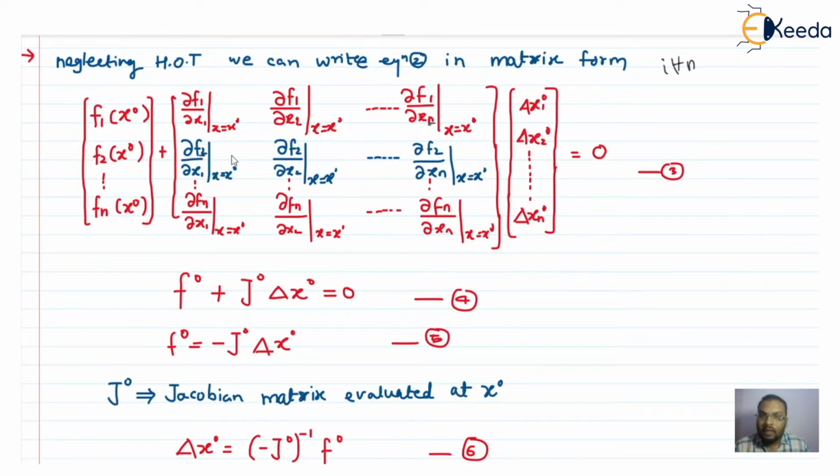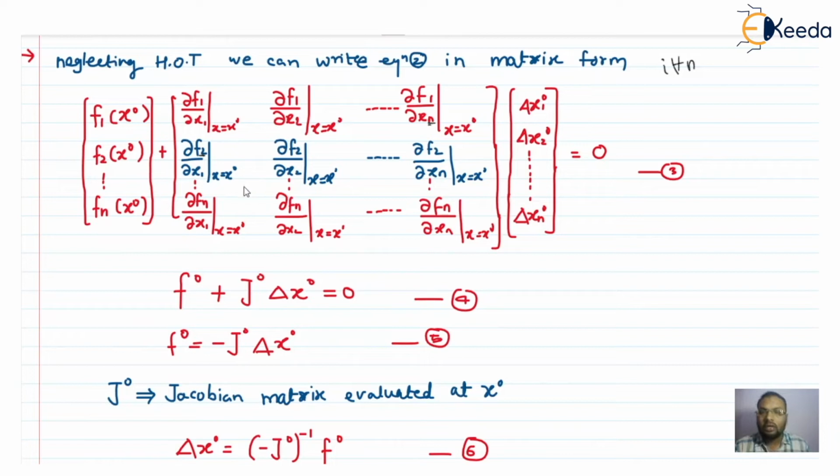It is a Jacobian matrix, since it consists of first order partial differentiation. If it consisted of second order partial differentiation, it would become a Hessian matrix. That is the term related to the matrices.